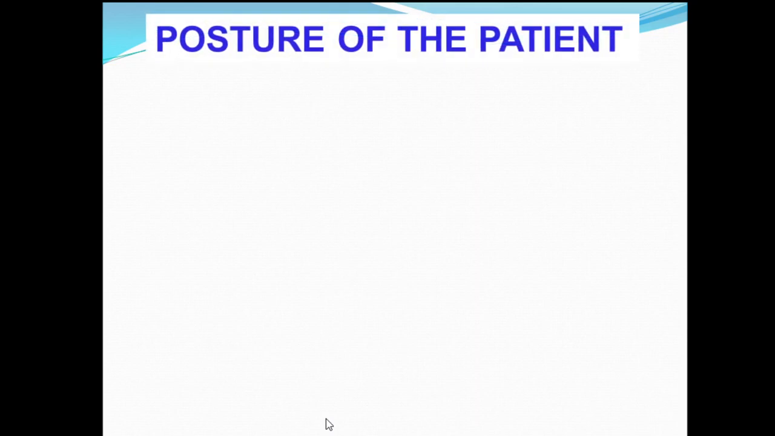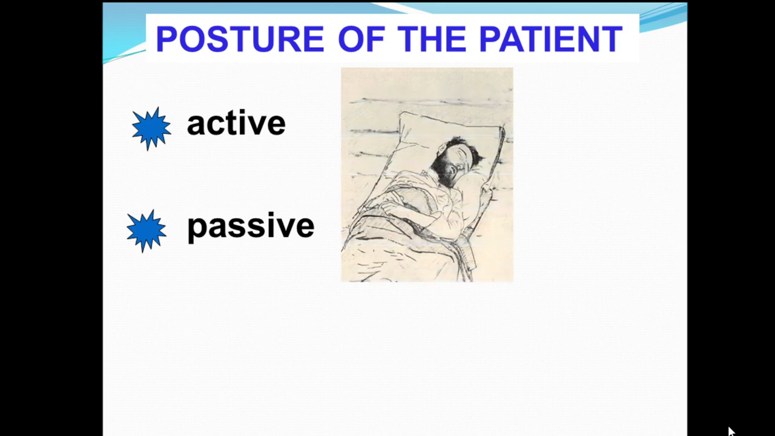Next step of our inspection is assessment of the posture of the patient, or his position in bed. I'll pay attention: the posture of the patient, or his position in bed, depends on the ability of the patient to move independently. We distinguish active posture, when the patient can independently do any movement. Passive is the opposite situation, when the patient is unable to change his position independently. Usually these are patients in comatose stage, patients after anesthesia, or patients with significant loss of weight due to long-standing diseases.